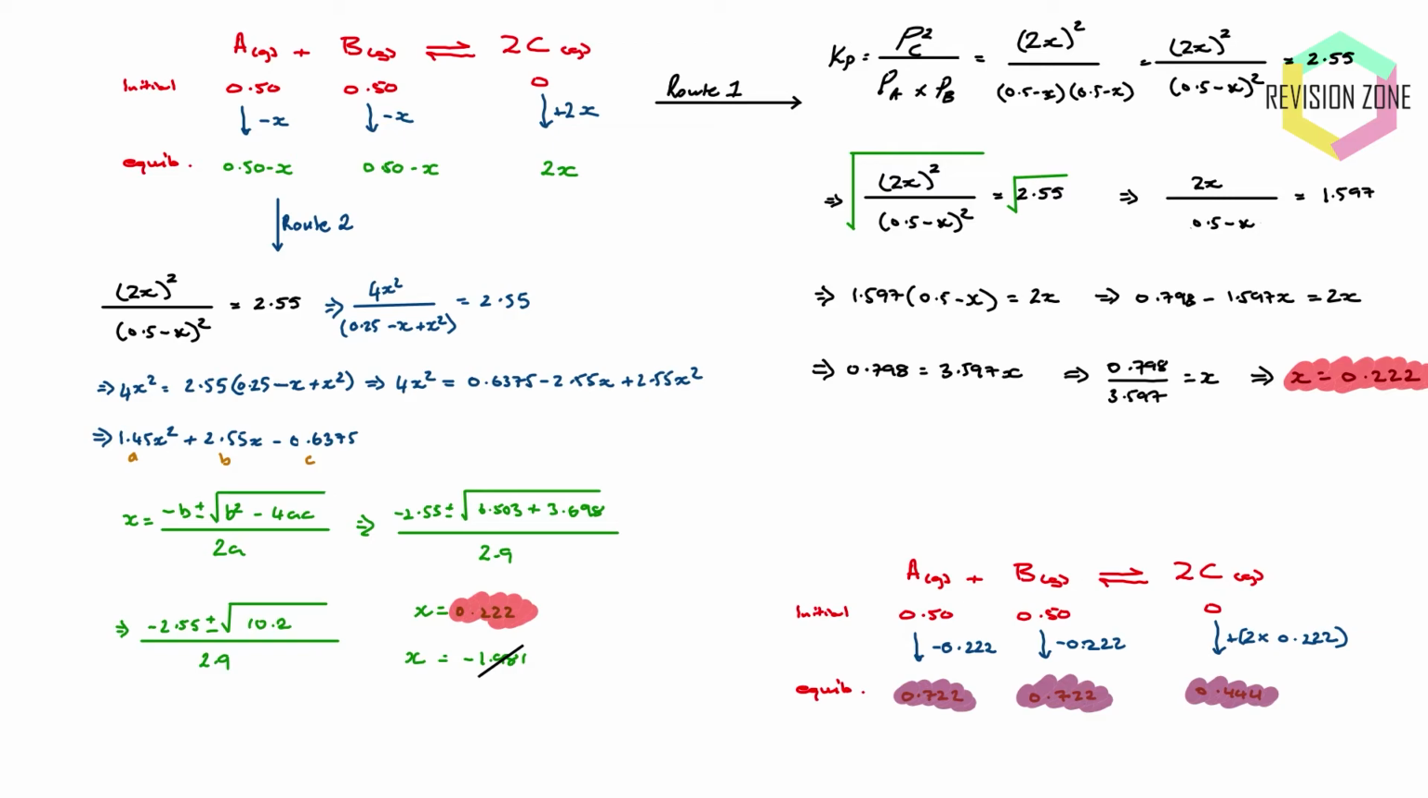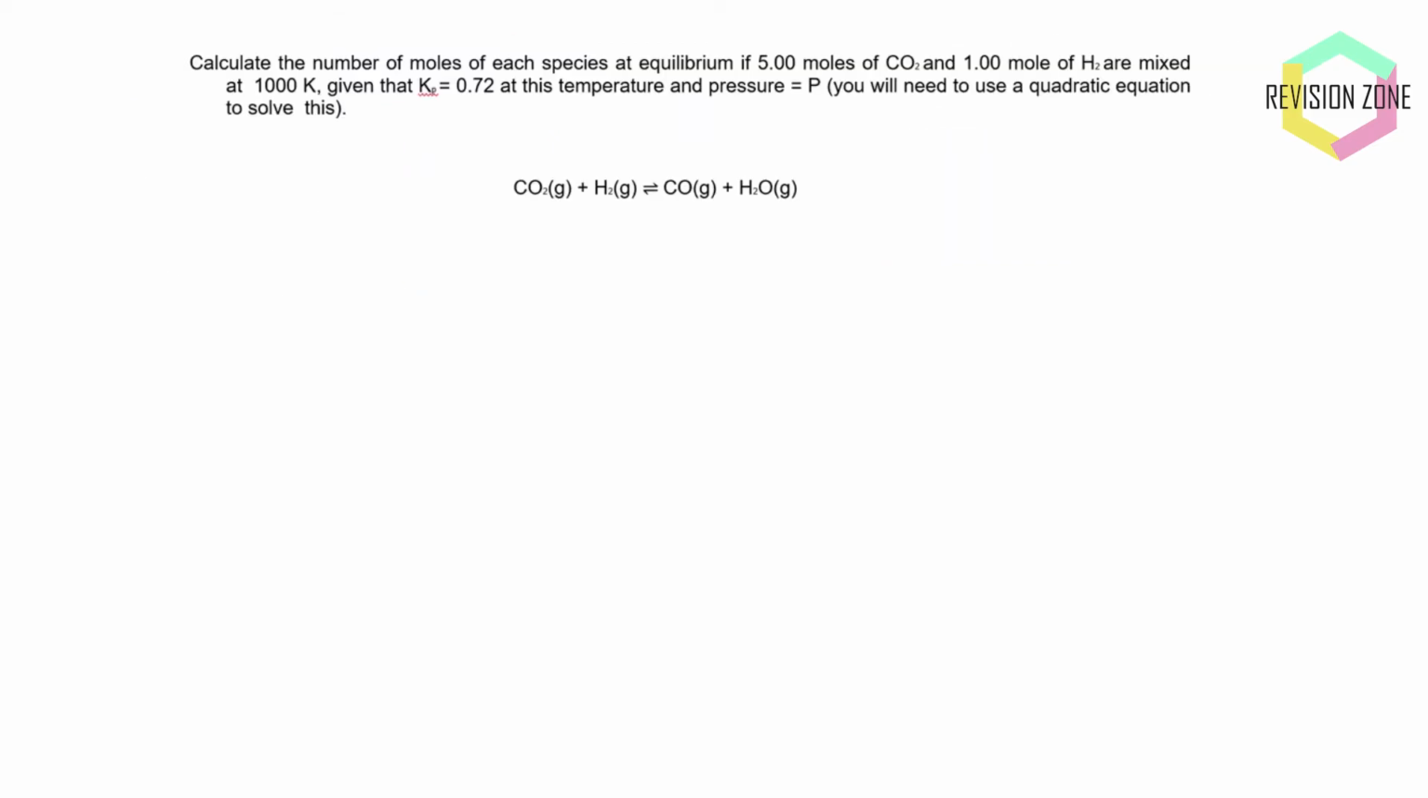So I hope those made sense, route 1 and 2. It's definitely worth looking out for this, the ability to do this, square root both sides. So on to the next question. In this question, we're not going to be able to just square root both sides of our equation. We're actually going to have to use a quadratic equation to solve this question. And it says that here. So in this particular one, calculate the number of moles of each species at equilibrium when you've got 5.00 moles of CO2 and 1.00 moles of H2 mixed at 1000 Kelvin.